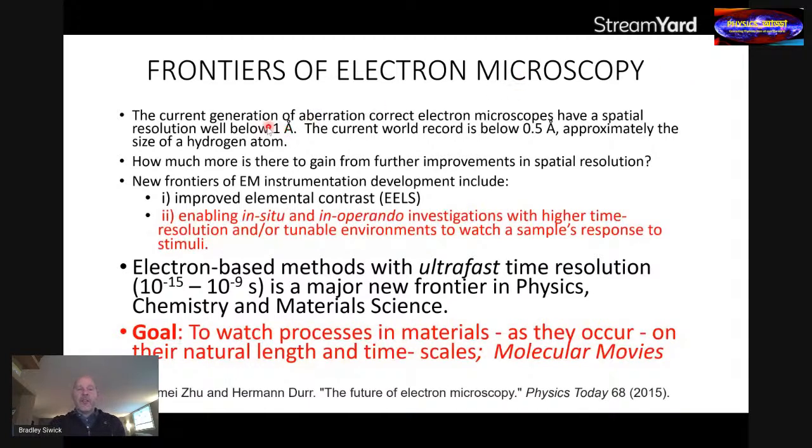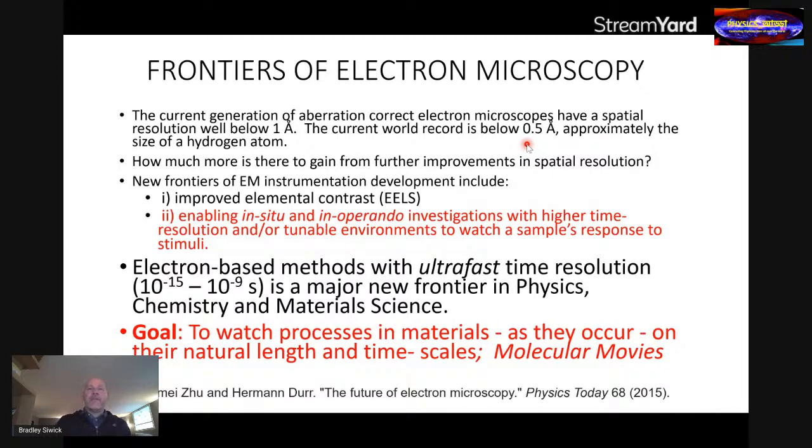And the current generation of what are known as aberration-corrected electron microscopes, where the lenses are corrected for all their various aberrations, can have a spatial resolution well below 1 angstrom. Okay, so the current world record is in fact below 0.5 angstroms. That's approximately the size of a hydrogen atom. So you can see immediately why you can actually see atoms in one of these instruments.